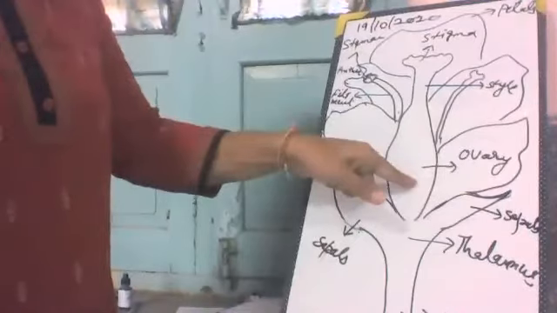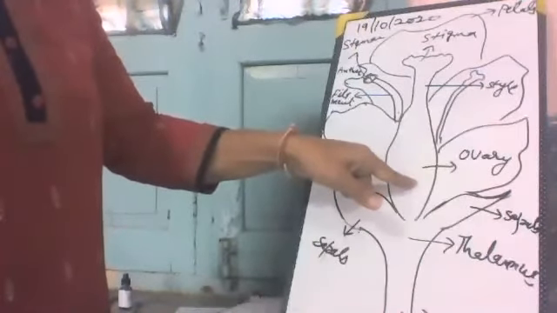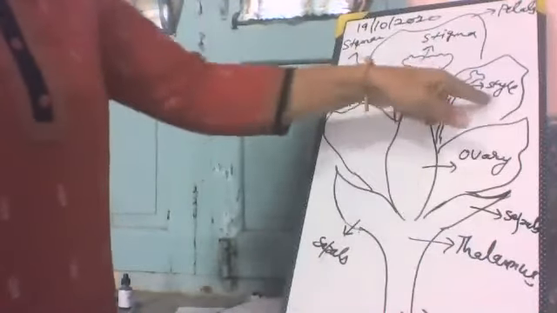Carpel forms 3 parts. Swollen ovary at the base. A narrow thread-like structure is called style, and a terminal expanded stigma at the top. Carpels are the female reproductive part of the flower. This carpel and pistil is the female reproductive part of the flower.